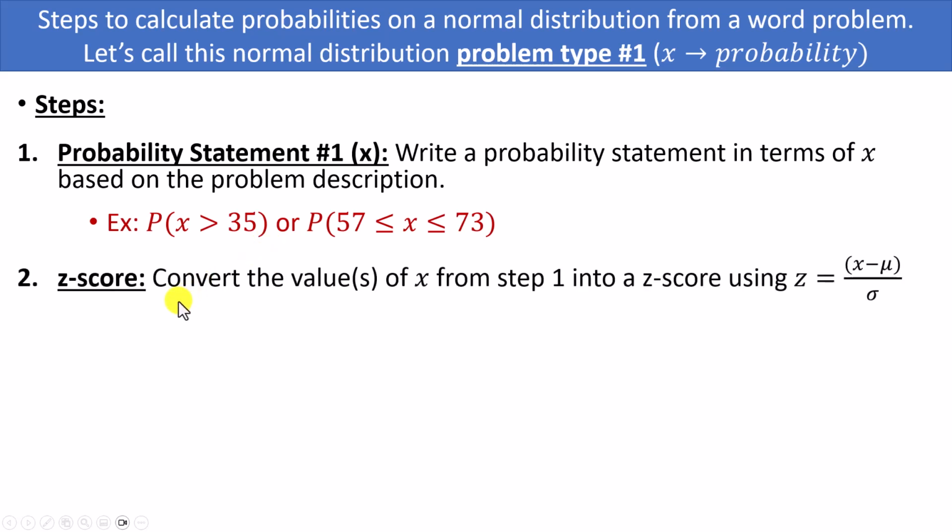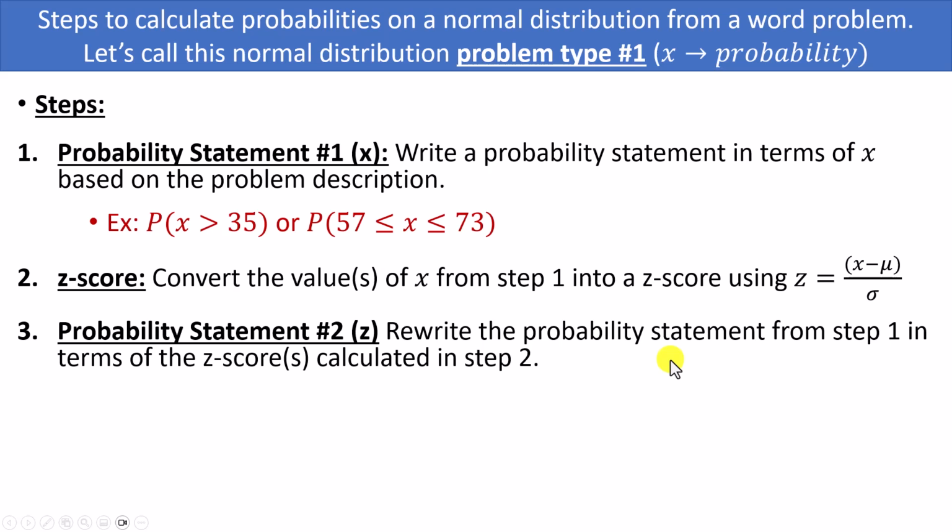Step 2, you should convert that value into a z-score using the z-score formula that we talked about before. So basically take whatever that value was, or if there were two values, you would do it twice, subtract the mean of that variable, and then divide by the standard deviation. And that will basically convert that value into a z-score, how many standard deviations it is away from the mean. Then I advise that you write another probability statement, this time in terms of z. The first one was in terms of x, which would be your variable that you're dealing with. Now z is in terms of standard deviations from the mean based on this formula that we've just done. So for example, let's say that you plugged 35 into this formula and you got 2 out.